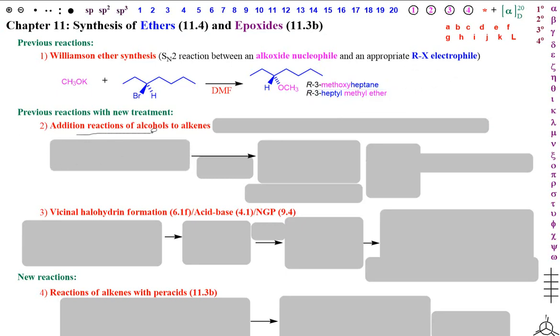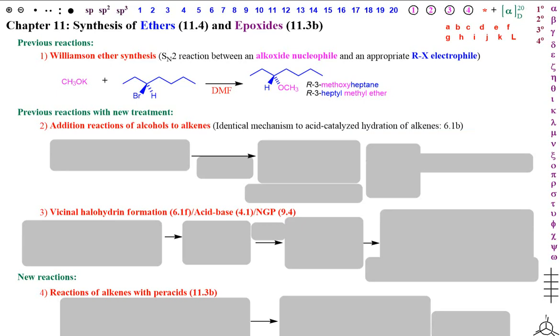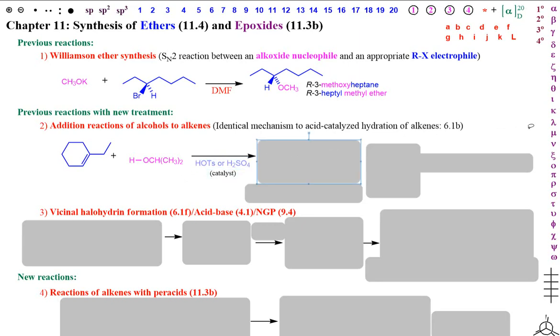We can also add an alcohol to an alkene in the exact same fashion that we added water to an alkene. The mechanisms are indistinguishable except your nucleophile is not water. It's an alcohol, and the catalyst is exactly the same as in 6.1b. Sulfuric acid on the right, or toluene sulfonic acid on the left. And the results are the major product being Markovnikov with the O on the more substituted carbon, and the H went here.